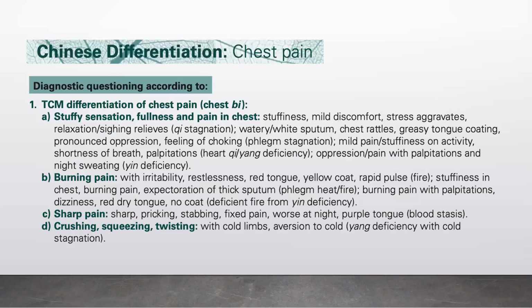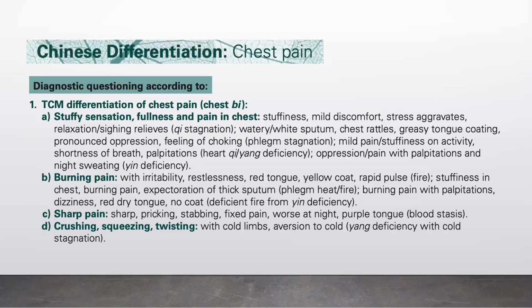Next, we have burning pain. So if the diagnosis is fire, there will be irritability aside from chest pain, restlessness, red tongue, yellow coat, rapid pulse. Phlegm heat or fire: chest pain is accompanied by stuffiness in the chest, burning pain, expectoration of thick sputum. For deficient fire from yin deficiency, the chest pain is associated with burning pain with palpitations, dizziness, red, dry tongue, and no coat.